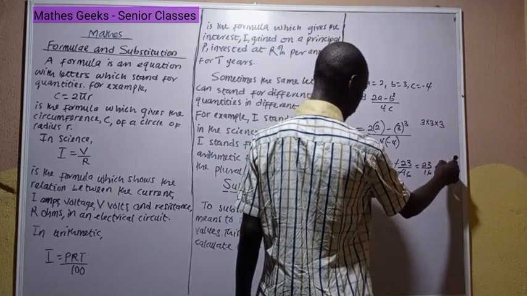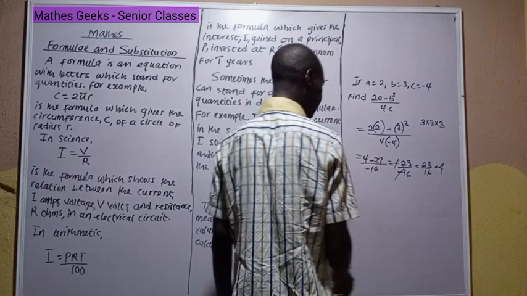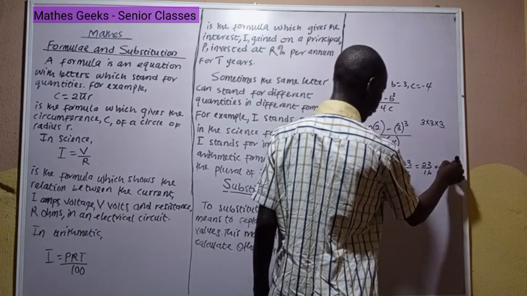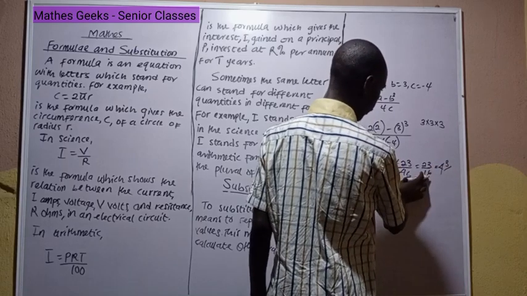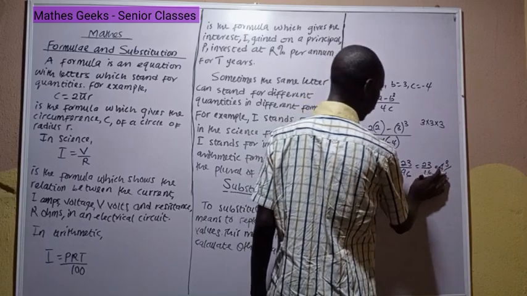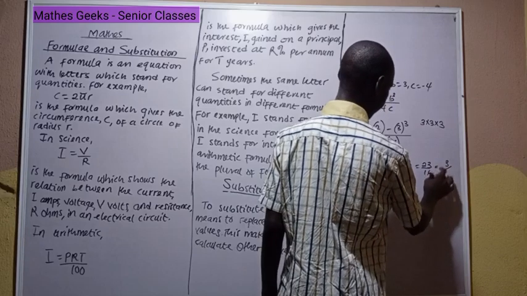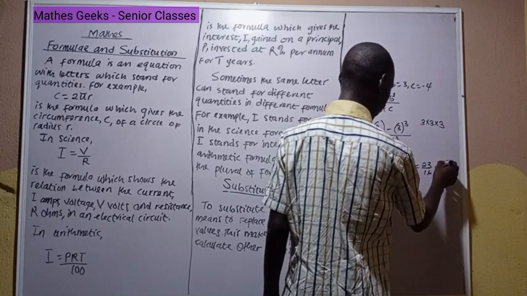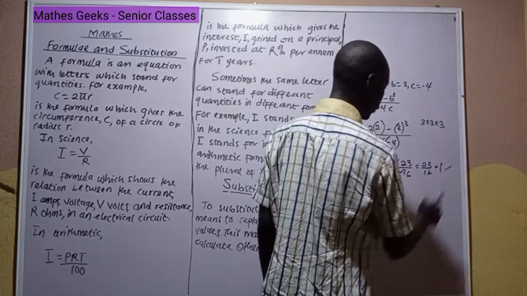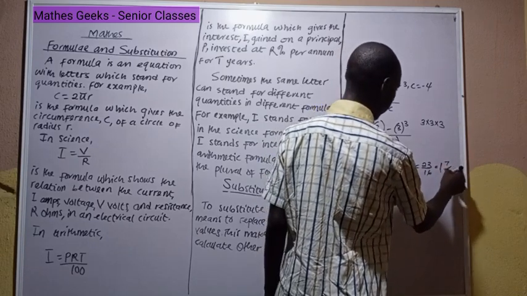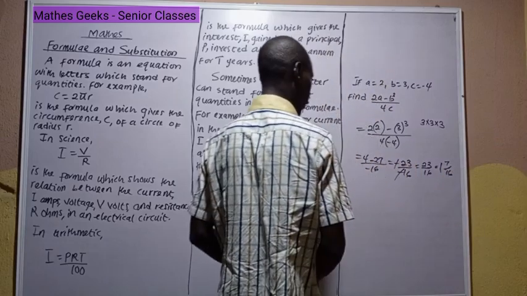And this will give us 1 whole number 7 over 16, a fraction.